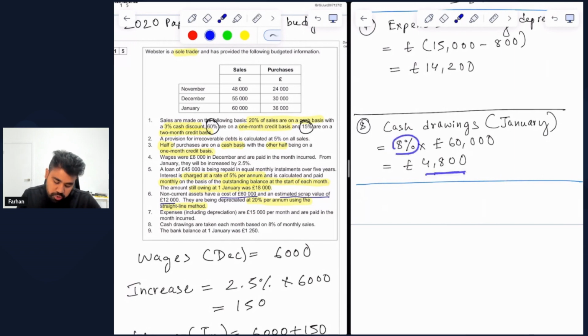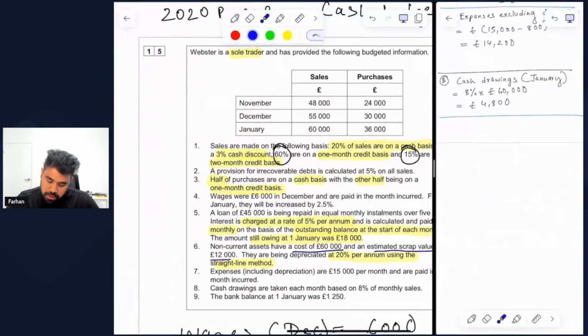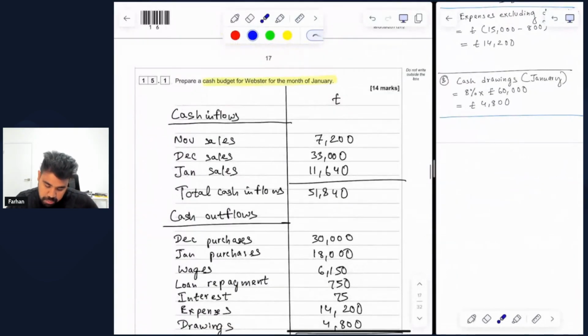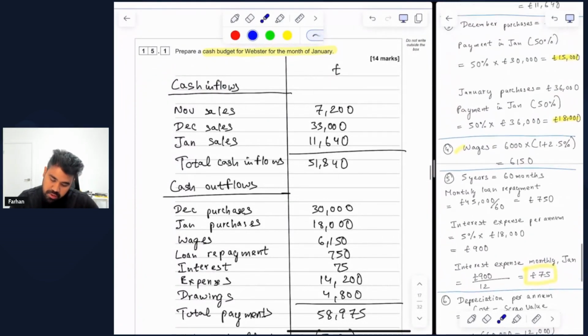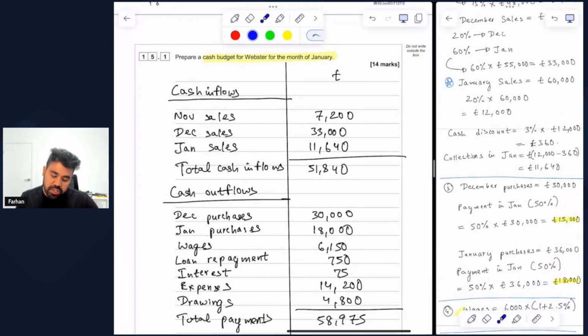Point number 9, which refers to the opening bank balance being £1,250, is something we will be using inside the cash budget. So let me take you to the cash budget main area for showing the final answer. I've just got a 2-column cash budget here.